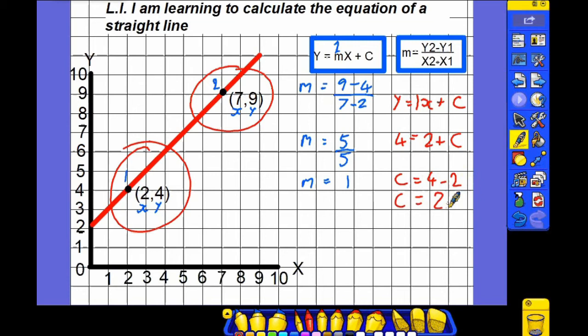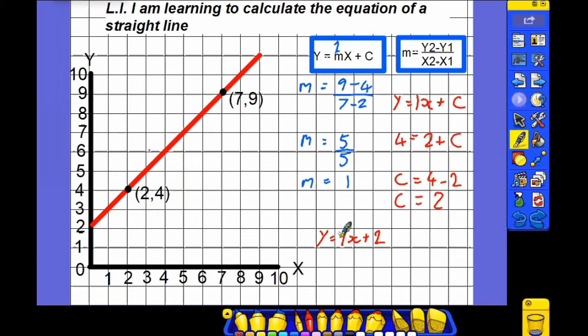So now we've got all the information we need to describe this straight line. y equals 1x plus 2. Now, that's a cool little maths trick, but what does it actually mean? What's this telling us? Well, it's basically a way of working out what any coordinate is, as long as you have one of the other details.